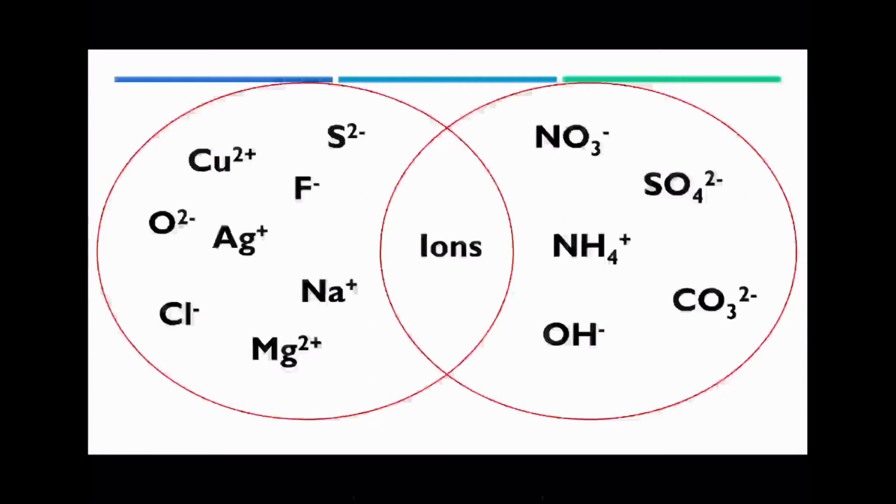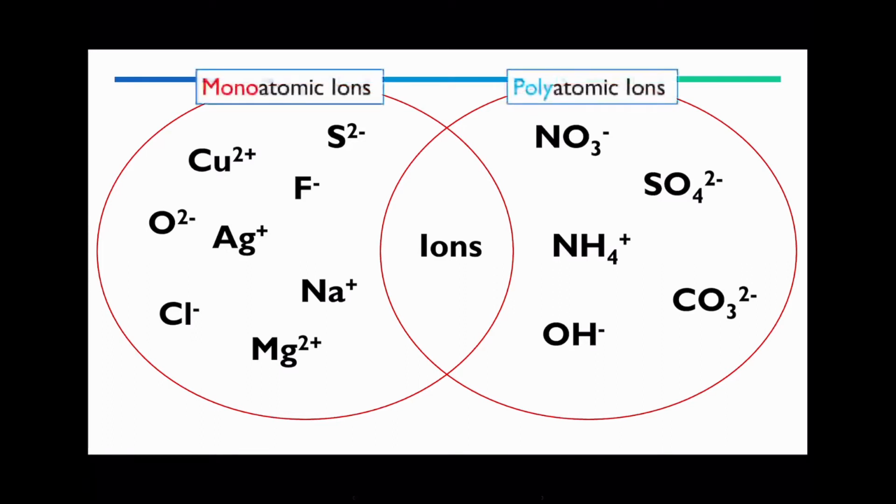The reason why I've separated these two is because on the left hand side, notice that you've got individual atoms. So you only have one single atom for those particular ions, whereas on the right hand side of the Venn diagram, you can see that these ions, these charged particles, contain two or more atoms inside of them. So we refer to the ions on the left hand side as monoatomic, because mono means one, just a single atom. Whereas on the right hand side, we refer to these as polyatomic ions. Poly generally means more, like a polygon, many sides to a shape. So that's where it gets its name from.